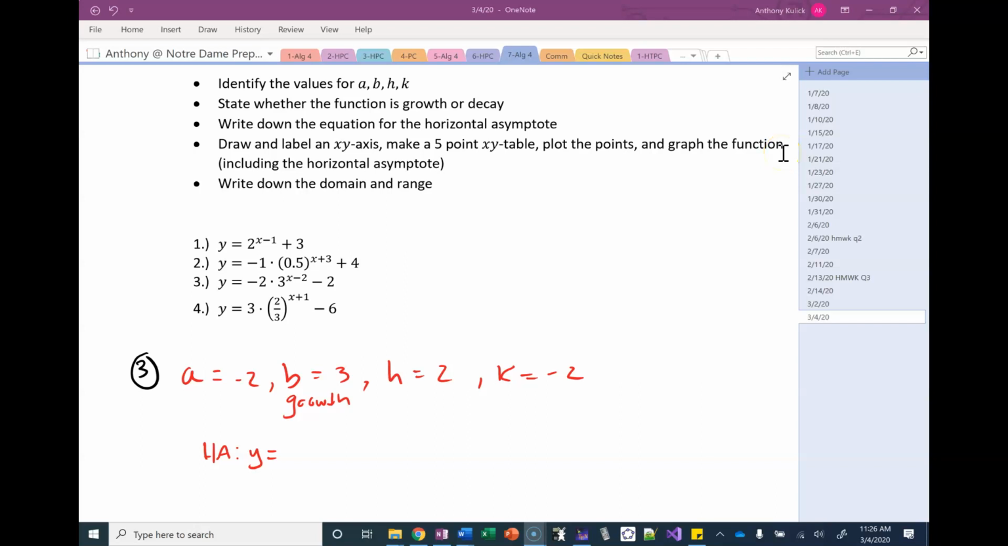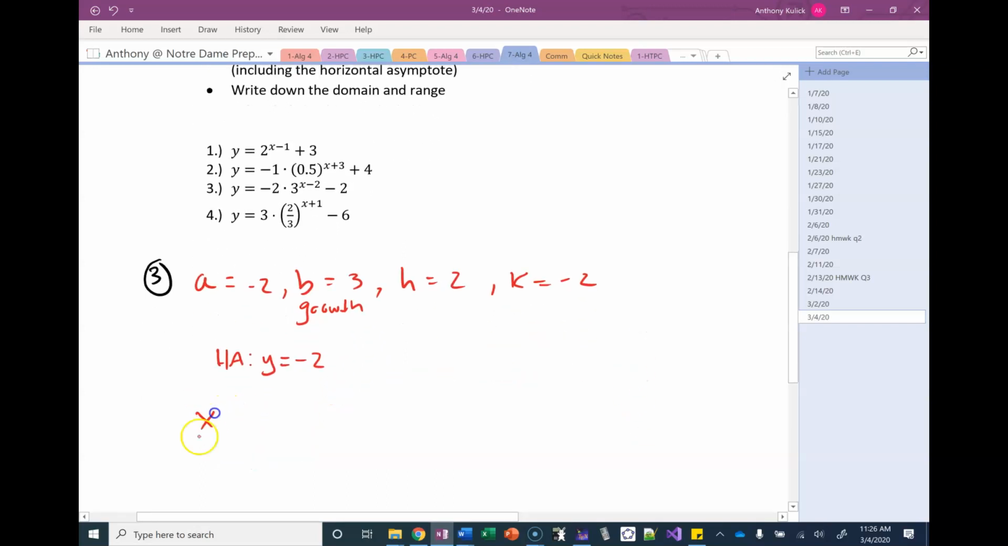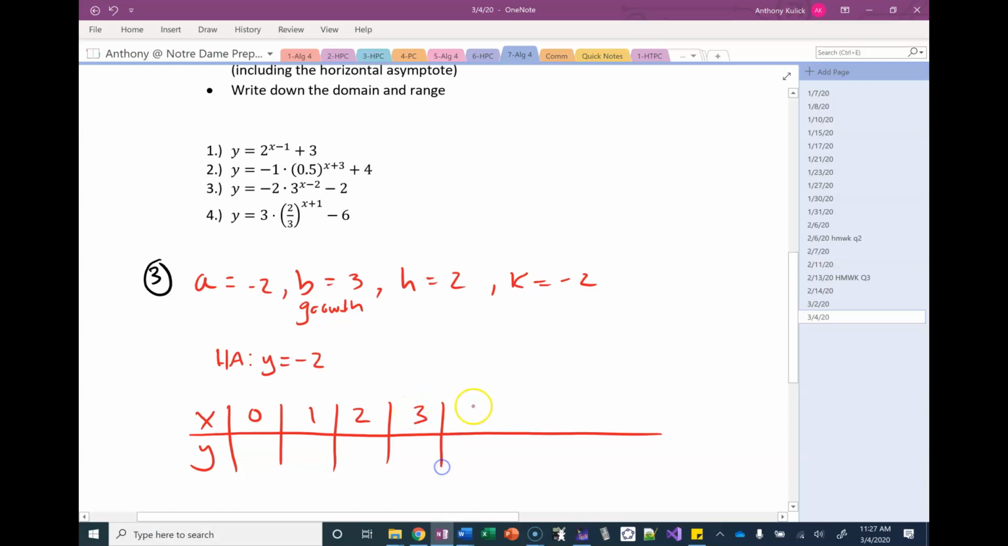The horizontal asymptote? Negative 2, thank you. It's y equals k. Yep. Okay, let's make our xy table then. How do we choose the x's? I do negative 2 plus h, negative 1 plus h, this is h, 1 plus h, and then 2 plus h. Okay with that? How do I find the y's?